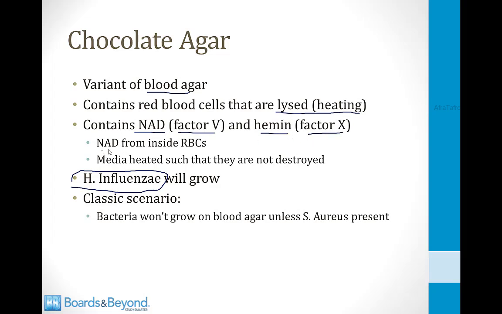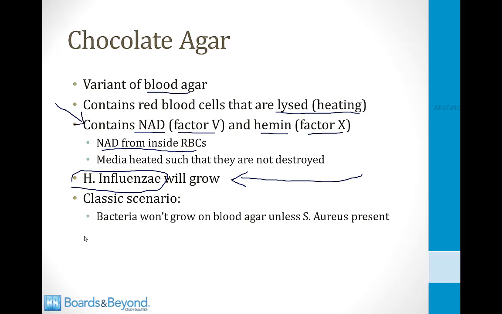And the NAD comes from inside red blood cells, so when you heat the media, you lyse the red blood cells, but you don't heat it so much that you destroy the NAD, and thus these two factors will be present, and that allows the H. flu to grow. Remember, it's considered a fastidious organism because it needs these two unique nutrients in order to grow.